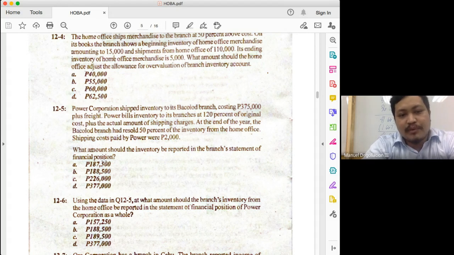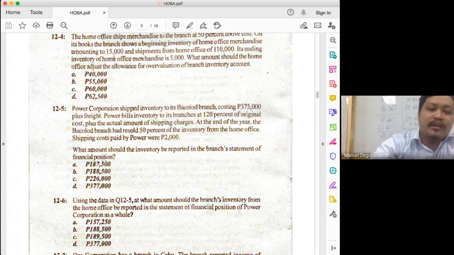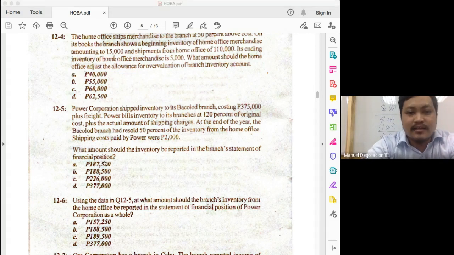Let's try to read the question in problem 12-6. Using the data in the previous problem, what amount should the branch's inventory from the home office be reported in the statement of financial position of Power Corporation as a whole? So this will now be different, class. What is being asked is the amount to be included in the inventory of the company as a whole.